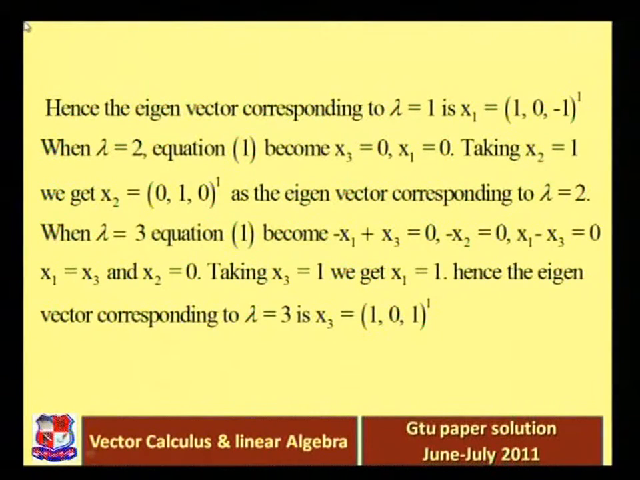So the eigenvector corresponding to lambda equal to 1 is 1 0 minus 1. Similarly, we can find the eigenvectors corresponding to lambda equal to 2 and lambda equal to 3. That is 0 1 0. Easily you can find, right? We already solved two examples of this type. This is the eigenvector corresponding to lambda equal to 2, and this is the eigenvector corresponding to lambda equal to 3.